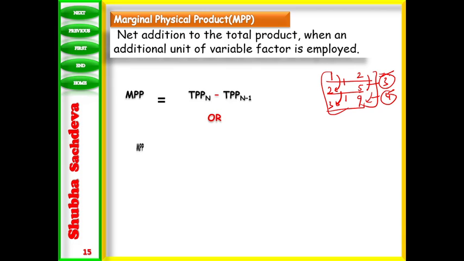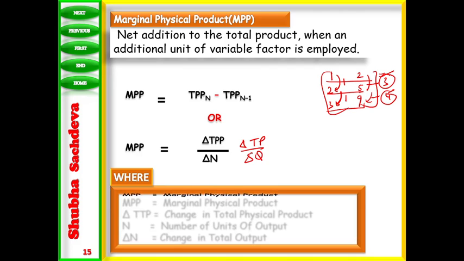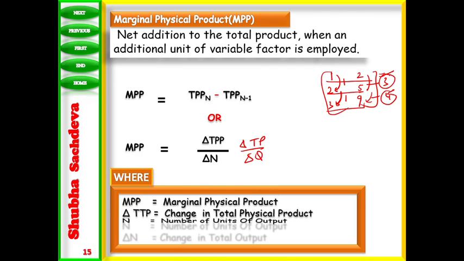So how do we calculate it? MPP is equal to TPP n minus TPP n minus 1, right? And MPP is delta TP upon delta n, or you can say delta TP upon delta Q, right? Where MP is marginal physical product, delta TP is change in total product, N is number of units, and delta N is change in number of units. You can also write delta Q.